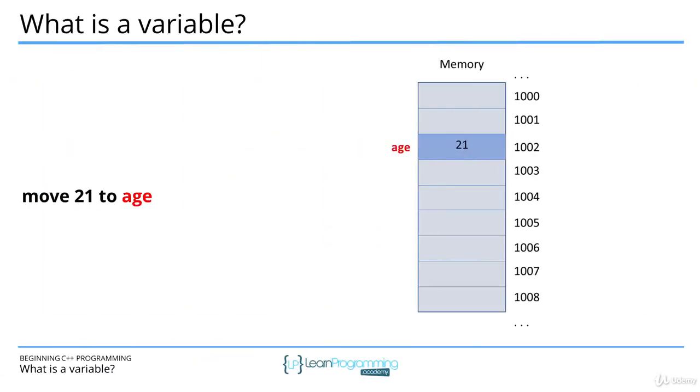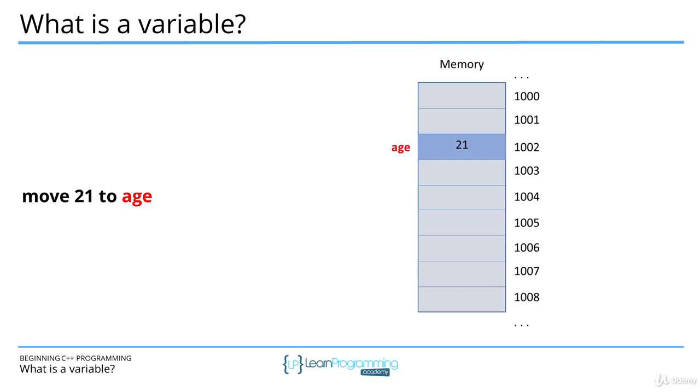In this example, you can see that the memory location 1002 has been associated with the name age. In computing, this is called a binding, and we can move 21 to age. This allows us not to have to worry about what exact memory location age is associated with. If we run the program again, age will likely be associated with a different memory address, and that's okay, since we never knew about it in the first place. Our code will still work.